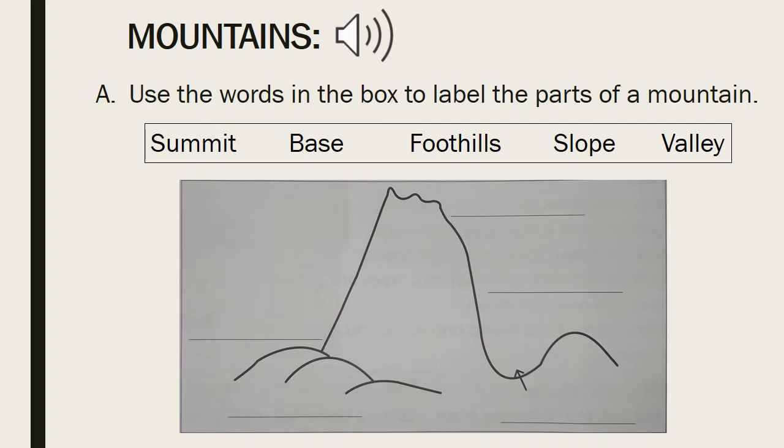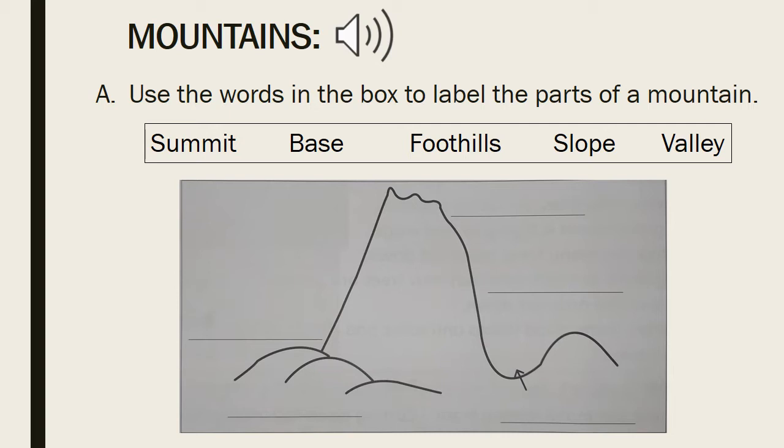Now what we have to do is label the picture that is given to us on page 10. This is a picture of a mountain, a small mountainy area. You have to label the things that are given to us and they are valley, slope, foothills, base and summit. You can take some help from your textbook. In your textbook on page 13, the definitions of these words are given.